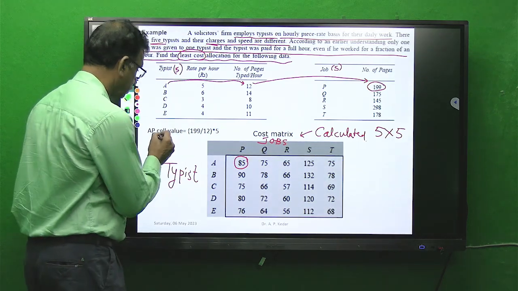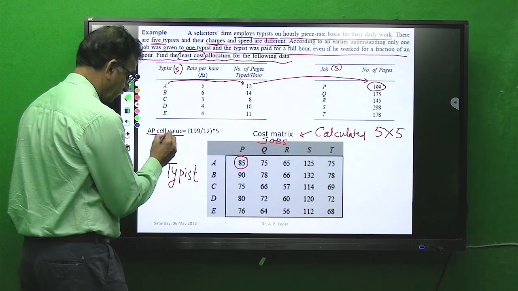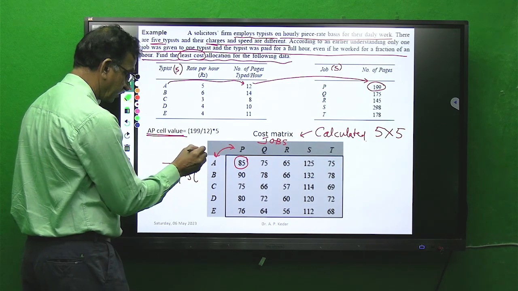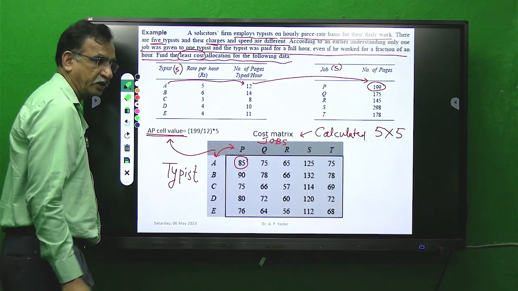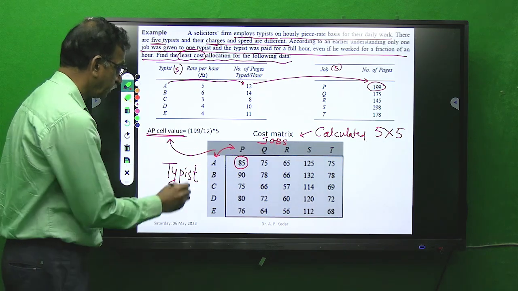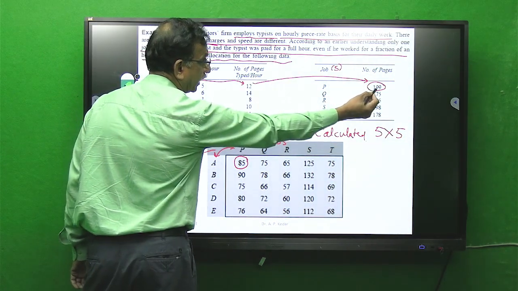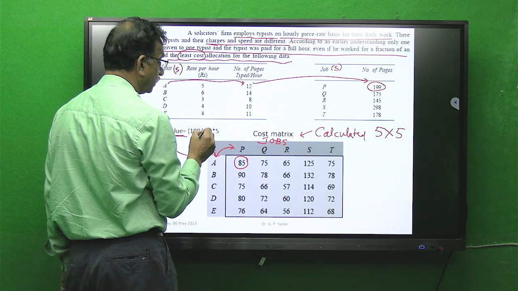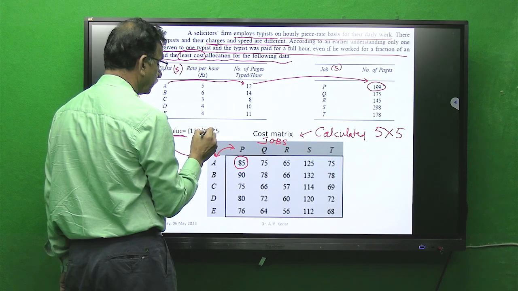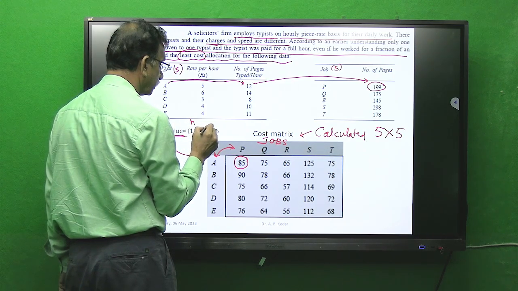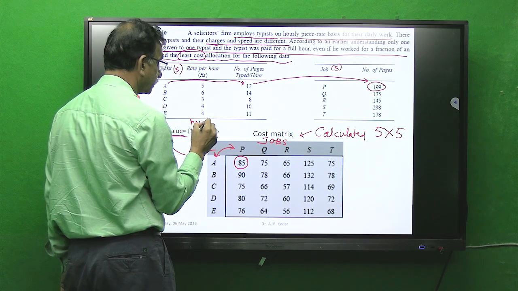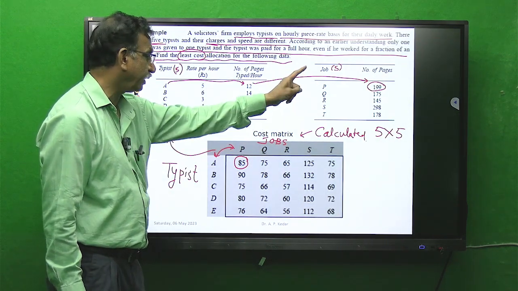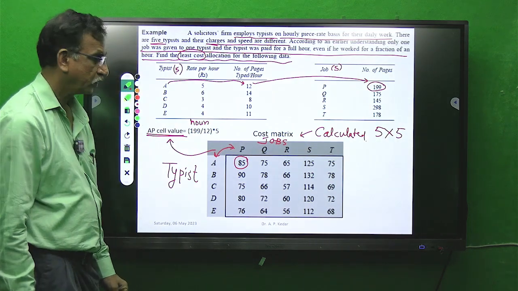So what I have shown for you, your understanding is this is how I have estimated. The value is, as marked here, 199 the number of pages, 12 is the rate. So this will give me hours for typing job P by A.